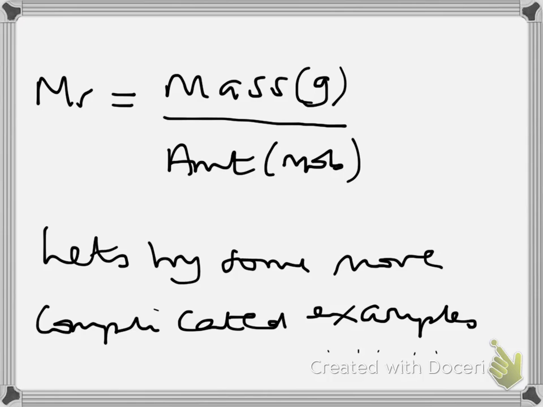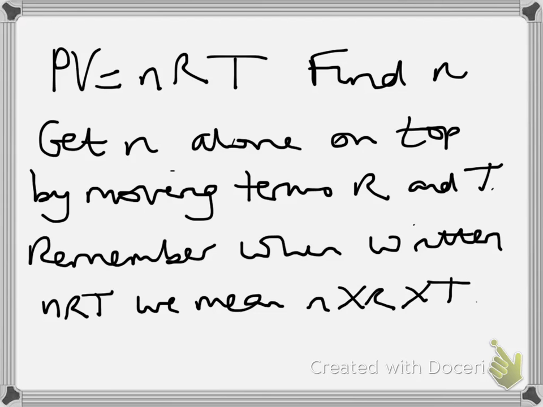We can then have a look at some more complicated examples that you'll come across in the ideal gas equation, which you come across in the first year, and the ideal gas equation is PV equals nRT. In this case, P is pressure, V is volume, n is the amount in moles, R is the gas constant, and T is the temperature. So you're often asked to substitute values into this equation and rearrange to find one of the other values. So in this case, we're going to try and find n, the amount in moles.